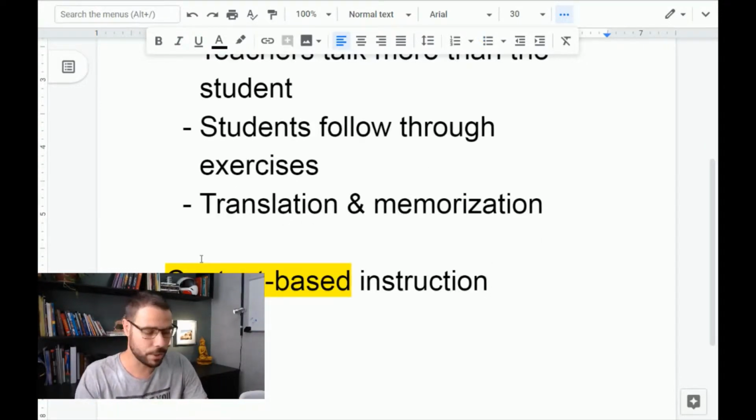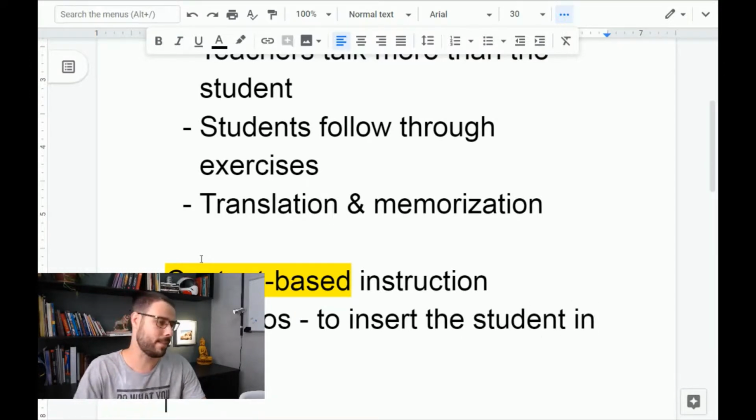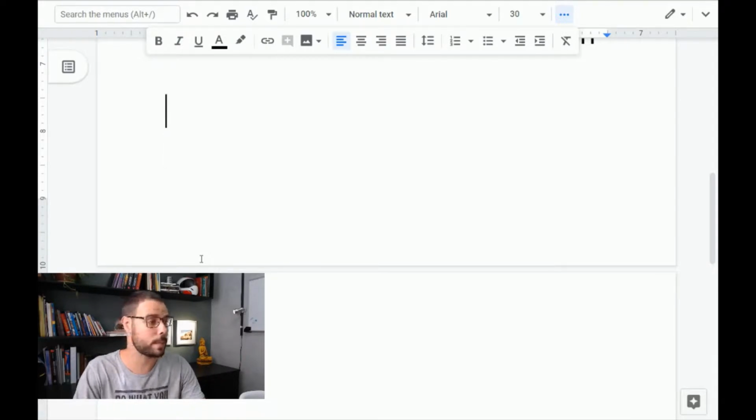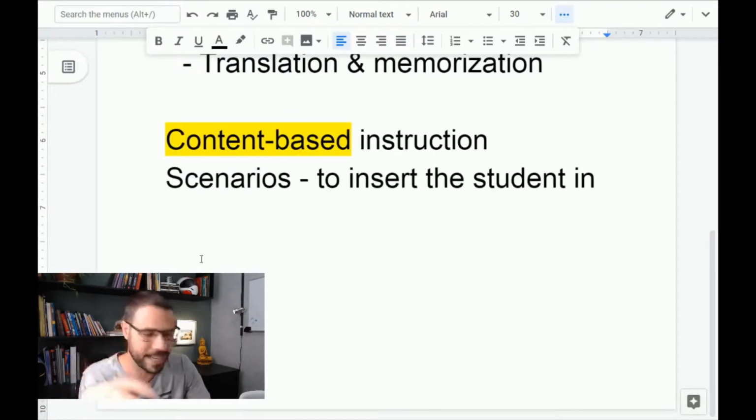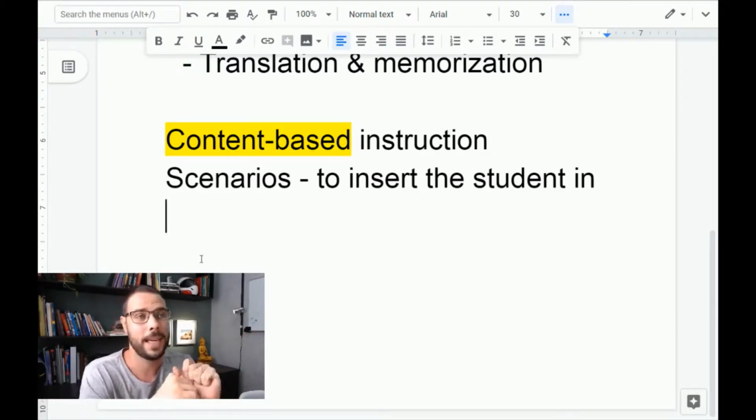Content-based instruction. What I don't agree with is that I have to create scenarios. The teacher has to, not me. Well, I'm talking about me because I don't like this anyway. So the teacher has to create scenarios to insert the student in. But the thing is, and with my experience, maybe with your experience as well, I've taught English in many schools already, and whenever I had an English book, there was a picture saying, oh, now you're in Egypt. You see a camel, you see two people riding on the back of this camel, and you see the pyramid behind them, and now this is the context.